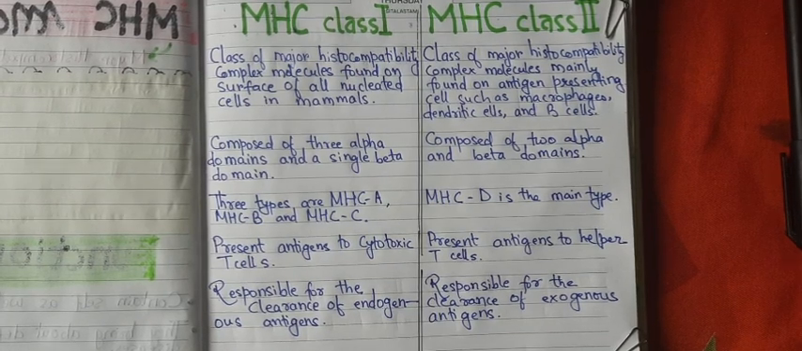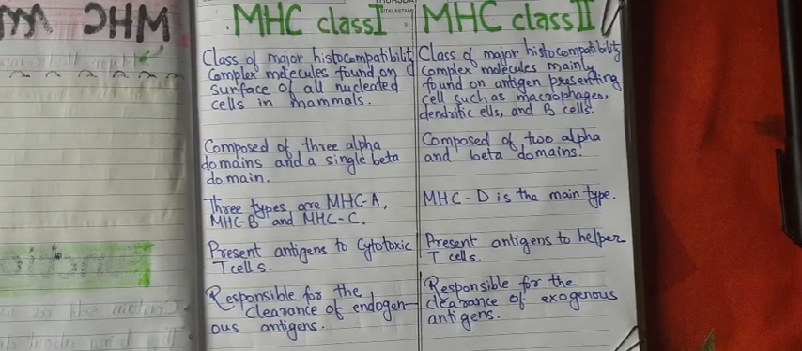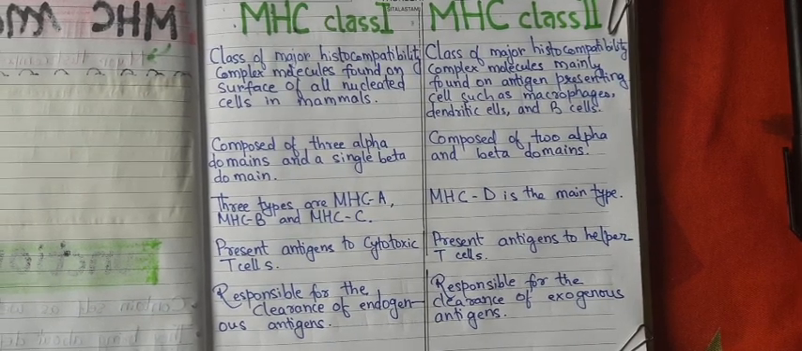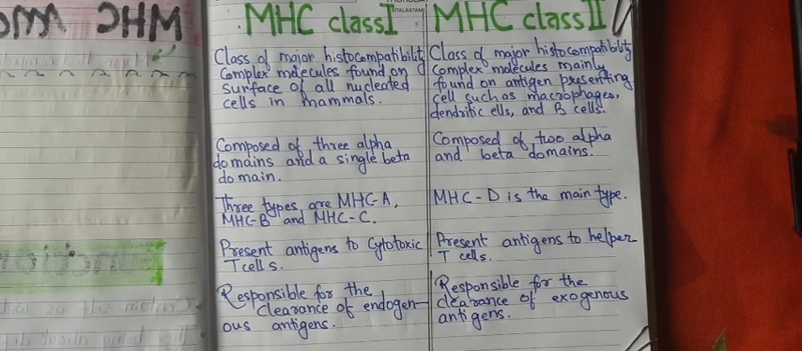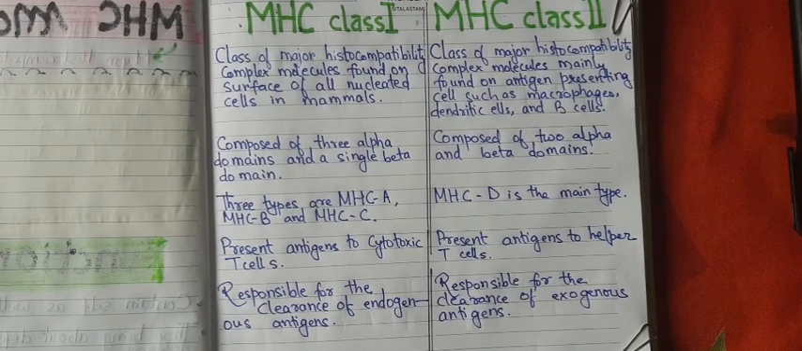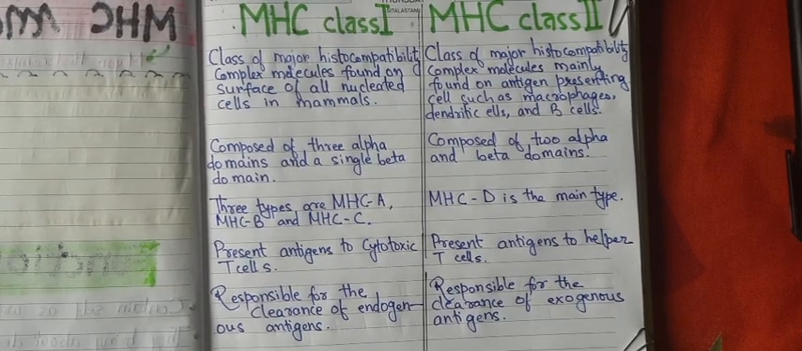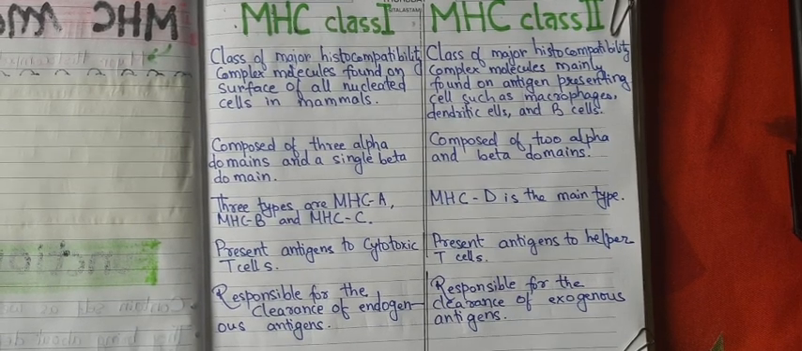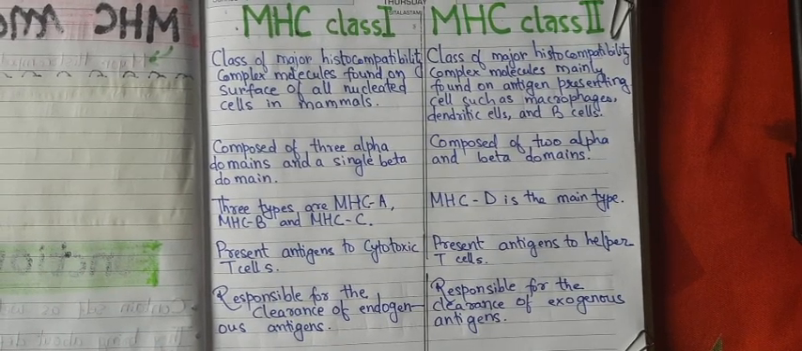Now again, MHC class 1 is composed of 3 alpha domains and a single beta domain, whereas MHC class 2 is composed of 2 alpha and 2 beta domains. Again, in MHC class 1, there are 3 types: MHC A, MHC B and MHC C, whereas in MHC class 2, MHC D is the main type. Again, in MHC class 1, antigens to cytotoxic T cells are presented, whereas in MHC class 2, antigens to helper T cells are presented.